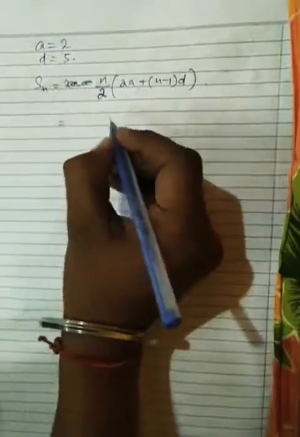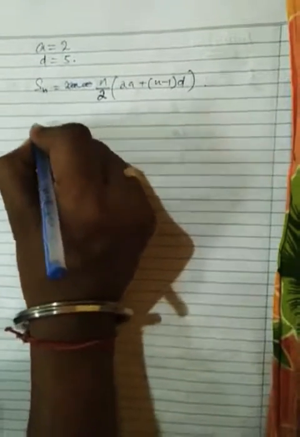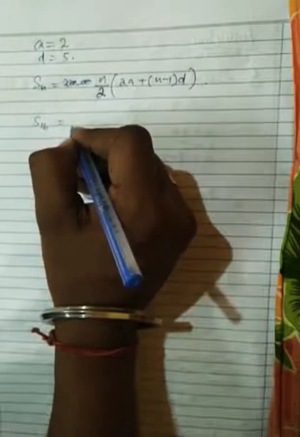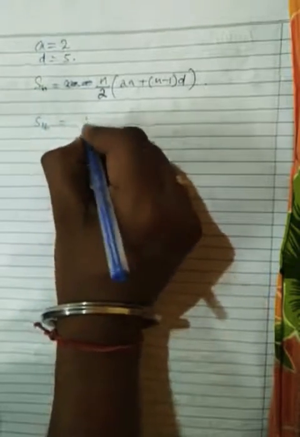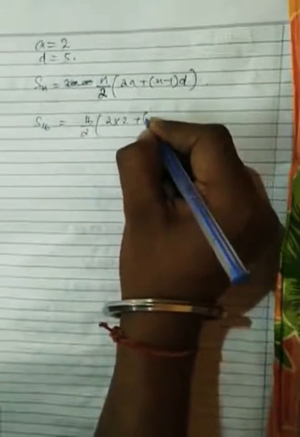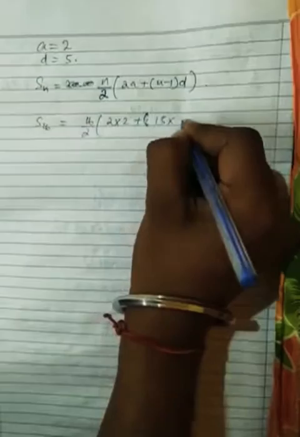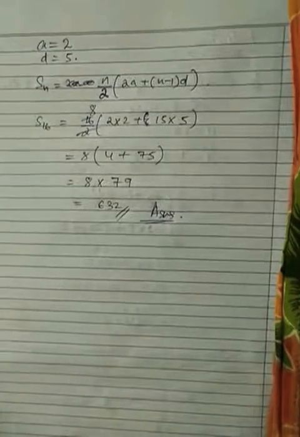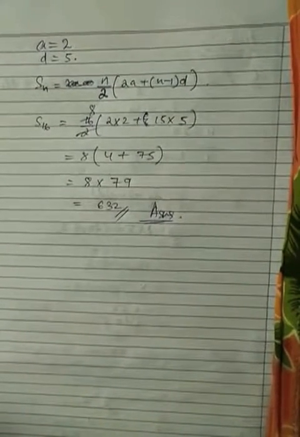So we apply the sum formula, n by 2 bracket 2a plus n minus 1 into d. We have to calculate s of 16, the sum of 16 terms. So 16 by 2 bracket 2 into 2 plus 16 minus 1, which is 15, into d, which is 5. Clear? We solve this and get the sum of 16 terms. Now you can see the final sum is 632. Clear? So these are the types of questions from sum.